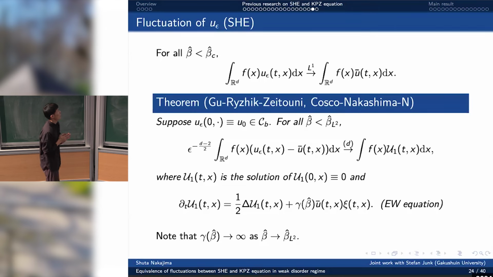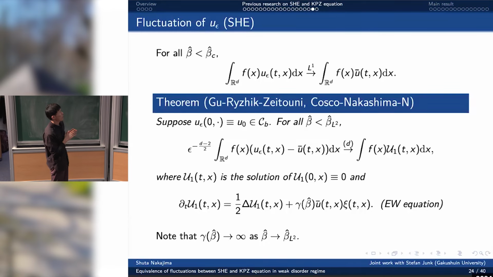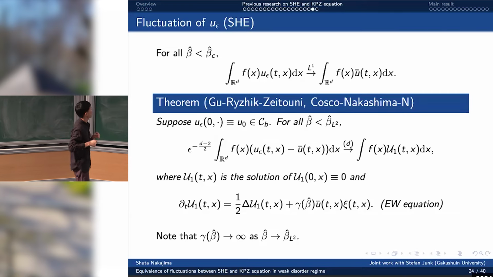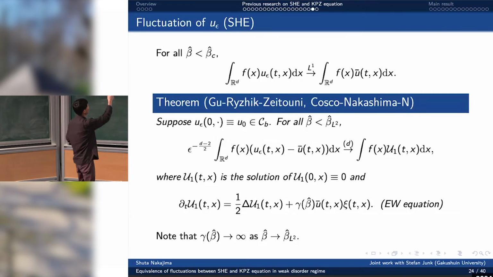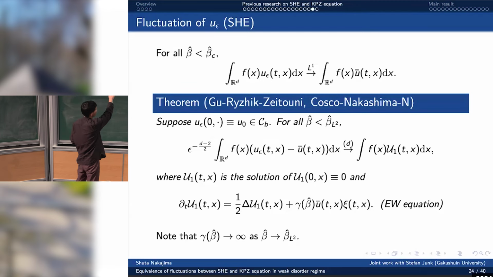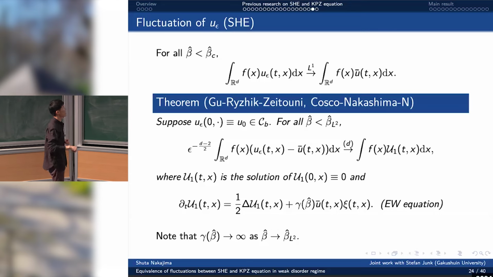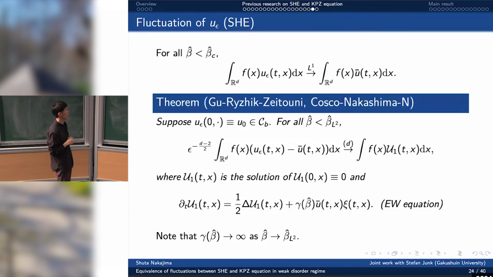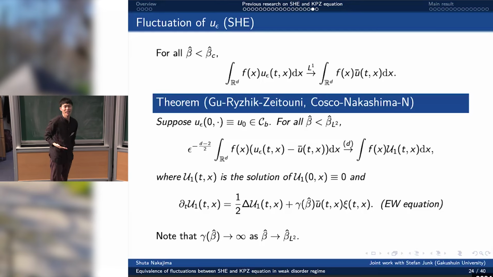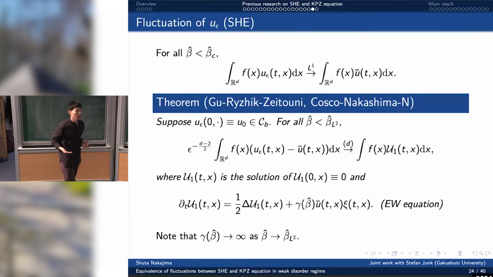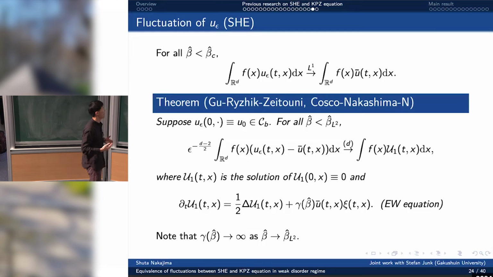Okay, so in that sense, in the L2 regime, the fluctuation of SHE converges to the Edwards-Wilkinson equation. And note that this gamma, which appears in the Edwards-Wilkinson equation, diverges as beta hat goes to beta L2. So in that sense, this result holds only inside the L2 regime. Outside L2, we don't know anything about it.